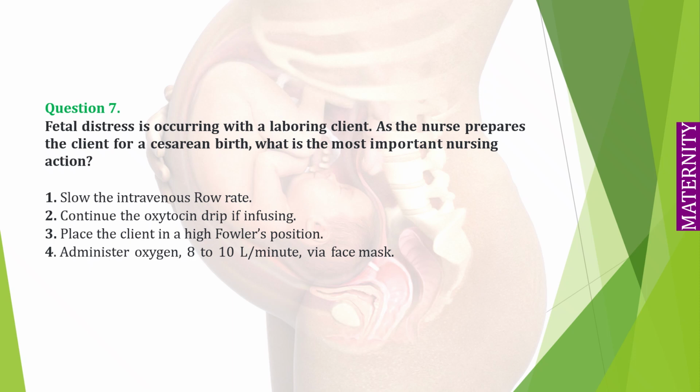1. Slow the intravenous flow rate. 2. Continue the oxytocin drip if infusing. 3. Place the client in a high Fowler's position. 4. Administer oxygen, 8 to 10 L/minute, via face mask.